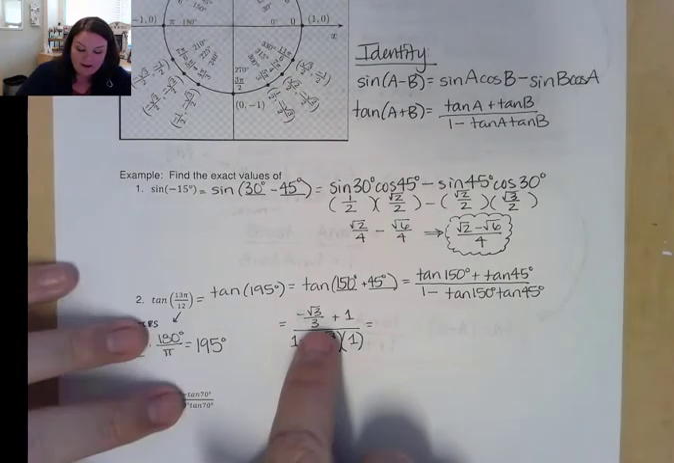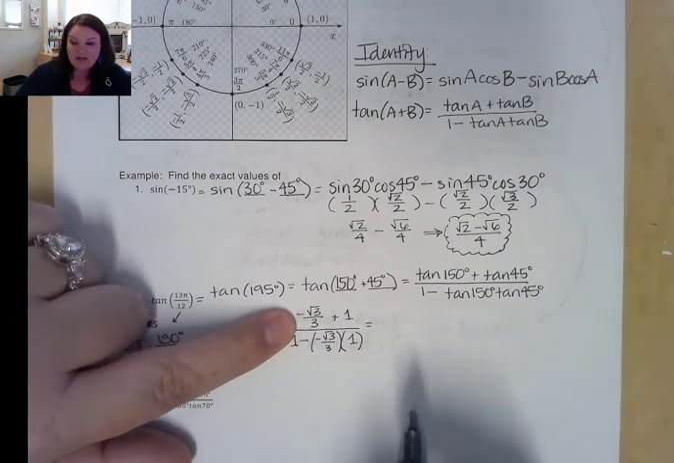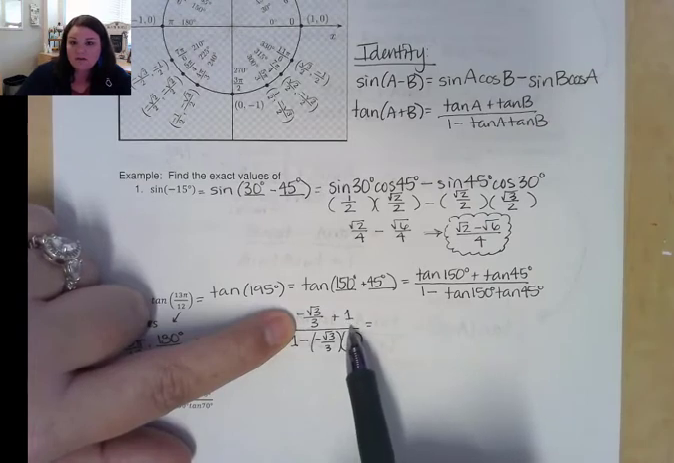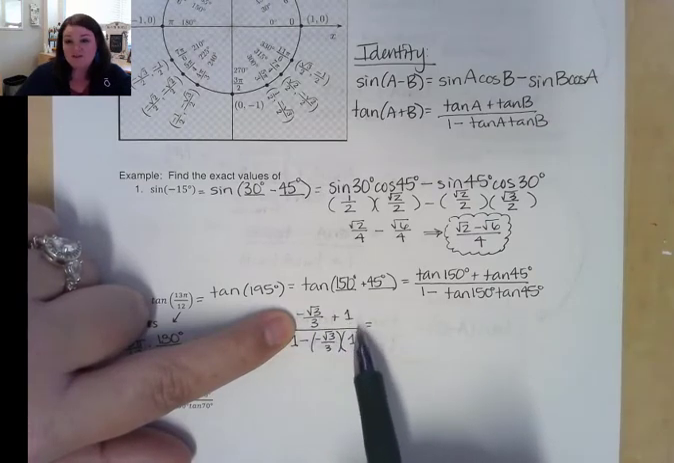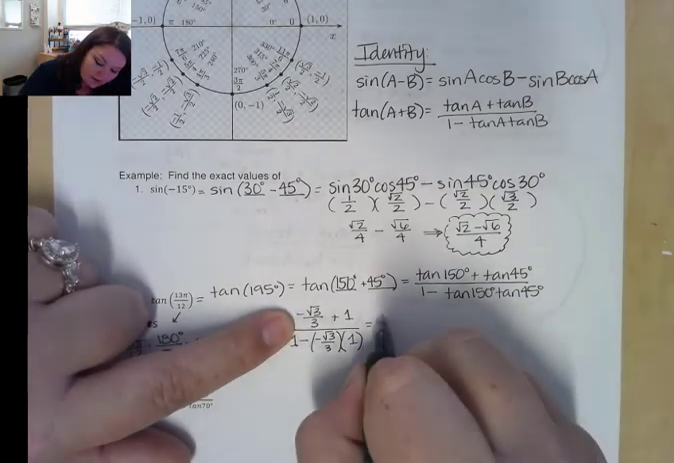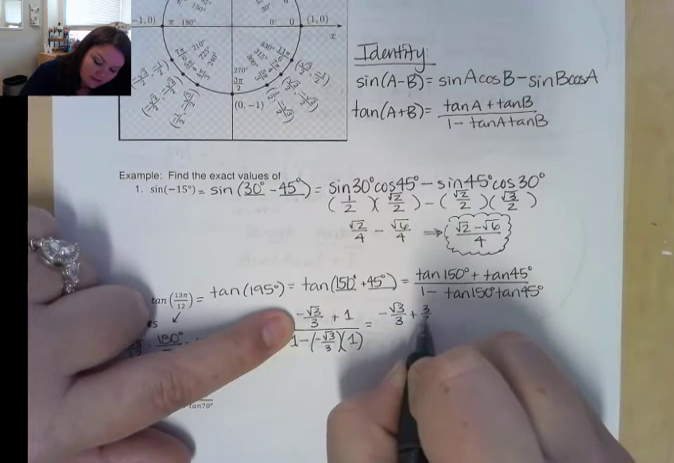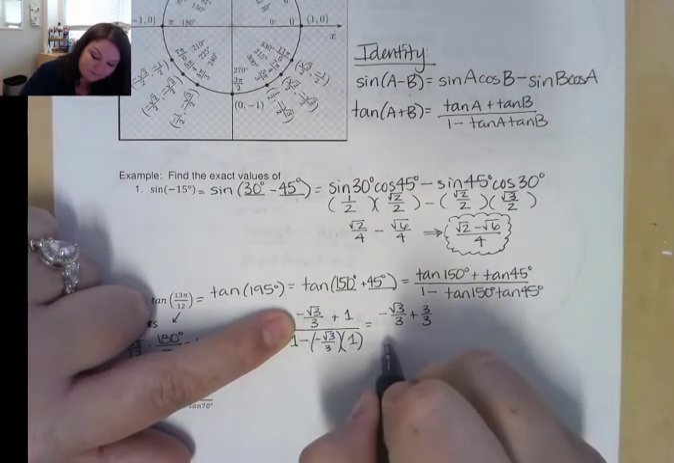So on top, I need to be able to combine these into one fraction. So in order to do that, I would need a common denominator. So I could write this as 1 over 1, or in this case, because I need a 3 on the bottom, I could write it as 3 over 3. So I'm going to write this as negative square root of 3 over 3 plus 3 over 3. So just getting a common denominator here.